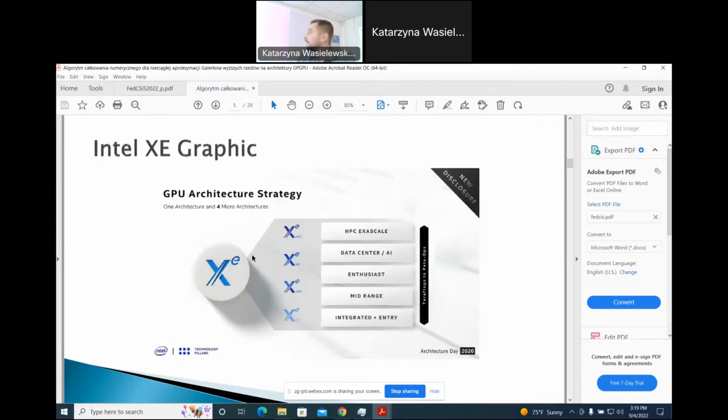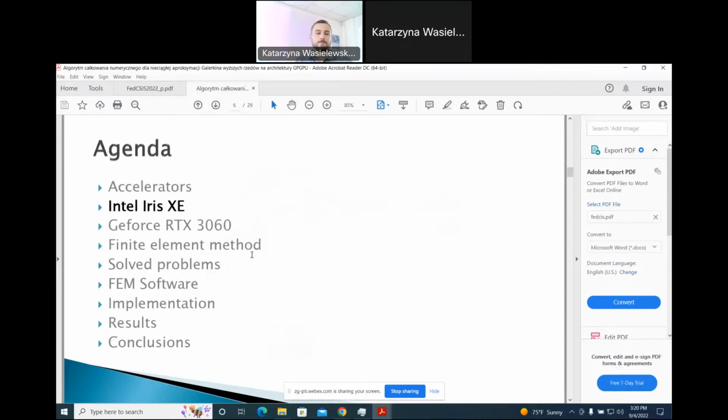In Intel Xe graphics, we have four types of this architecture. Intel Xe LP is the low power architecture used in laptops. Intel Xe HP is high performance. Intel Xe HPG, and Intel Xe HPC is for data centers and more scientific usage. In our development, we used Intel Iris Xe.